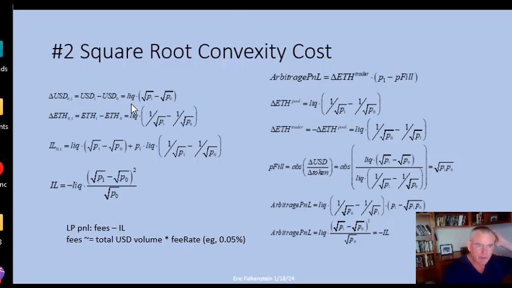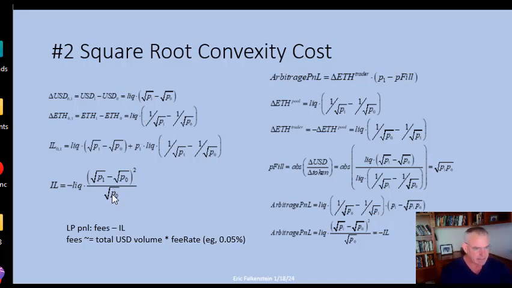It's related to the square roots of prices. Like before, you can say, what's the change in USD? Given we knew the formulas for USD in the pool, given certain liquidity and the price, the change in the pool is from the original price to the new price. If I factor out the liquidity, it's just the liquidity times the difference in the square root of prices. And for the change in ETH, it's liquidity times the difference in the reciprocal of the square root of prices.